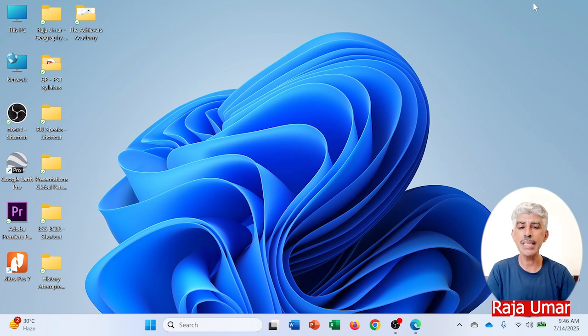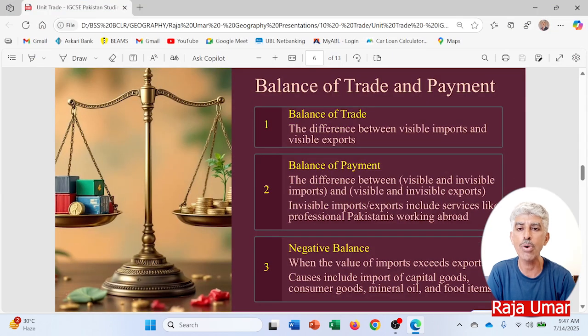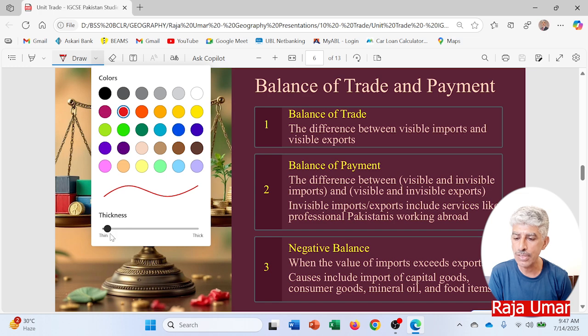So, as we are discussing the unit trade now, that is the 10th unit of the environment of Pakistan, I mean, the component 2 of Pakistan studies. We have already talked about the introduction of trade in the previous slides. Now we are going to talk about the very important topic known as the balance of trade and balance of payments. And this is really very important. Be with me so that you learn this particular topic better, and I will try to finish the whole of this unit today. The topic in front of us is the balance of trade.